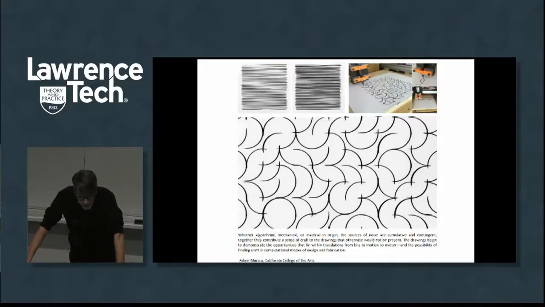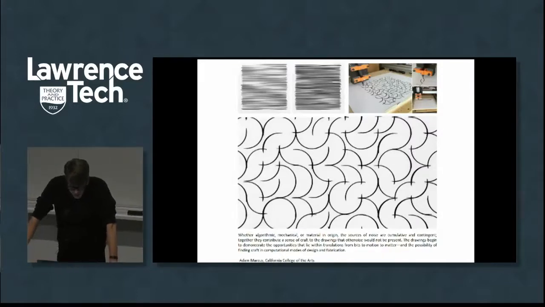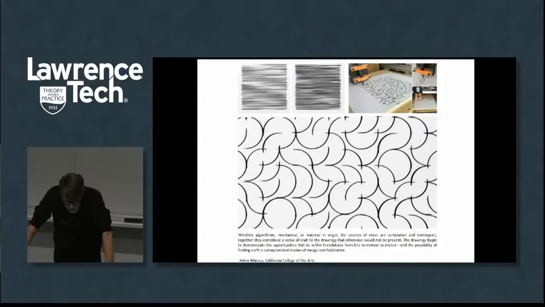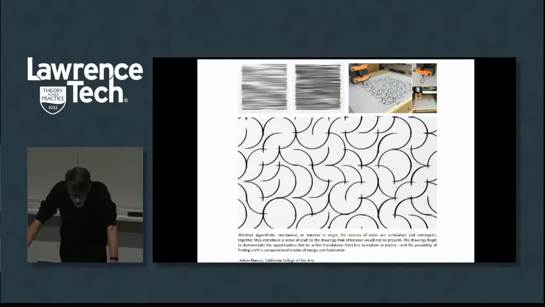Now, what he says is that whether algorithmic, mechanical, or material in origin, the sources of what he calls noise are cumulative and contingent. Together, they contribute to a sense of craft to the drawings that otherwise would not be present. The drawings begin to demonstrate the opportunities that lie within translations from bits to motion to matter, and the possibility of finding craft in computational modes of design and fabrication.